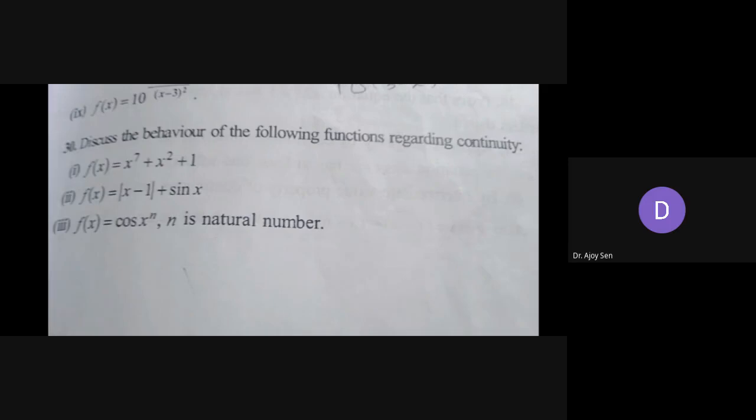As we know that this is a polynomial function, and as you know that polynomial functions are everywhere continuous, so the function f(x) is an everywhere continuous function. There's no point of discontinuity.